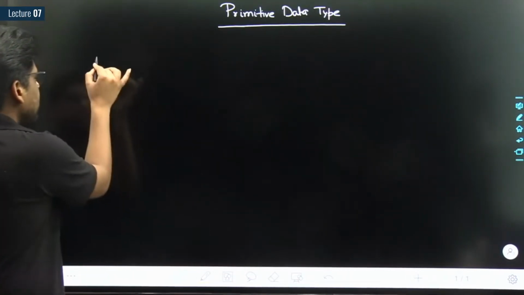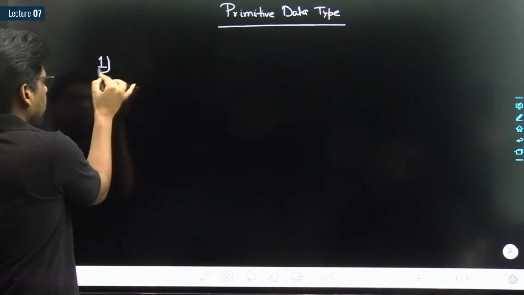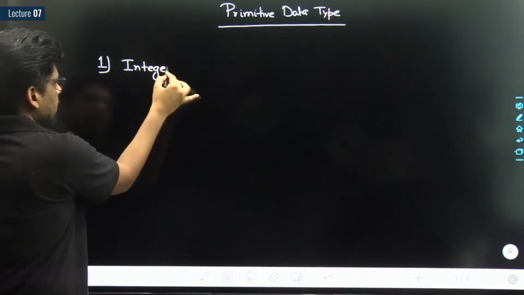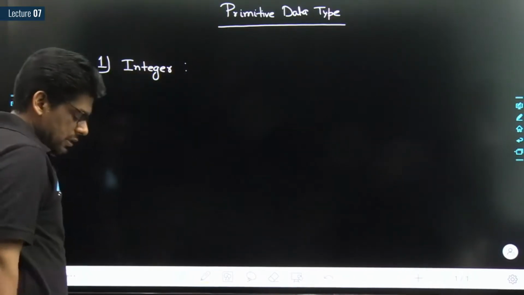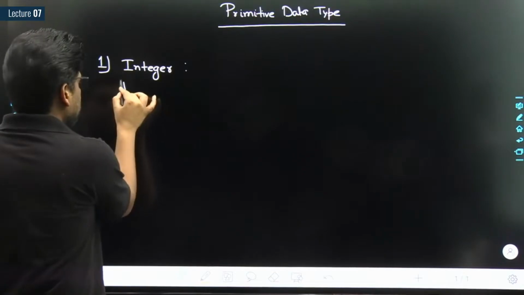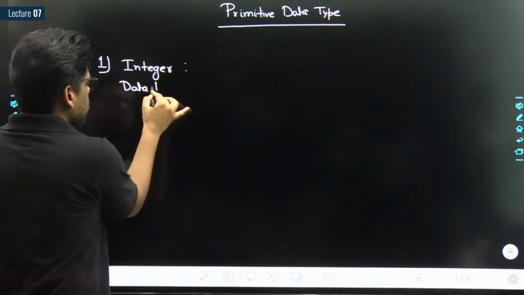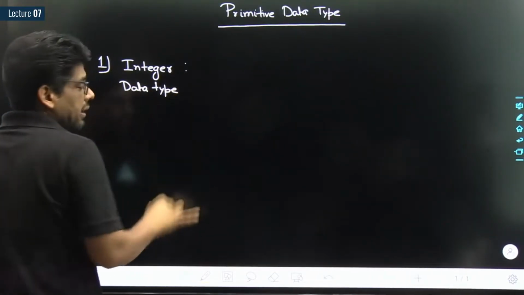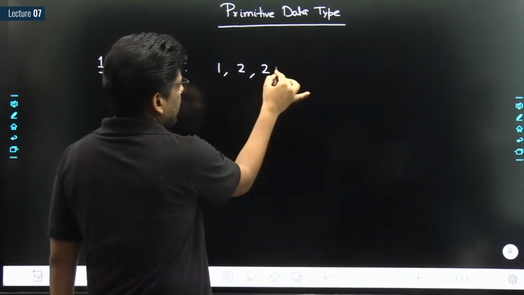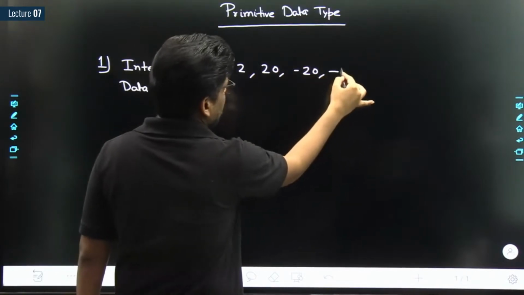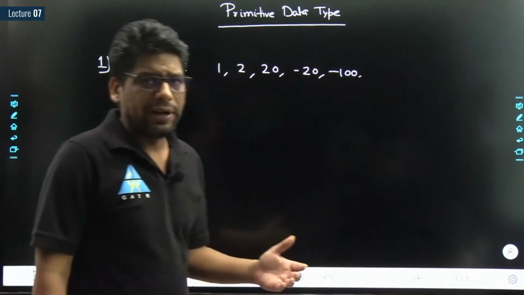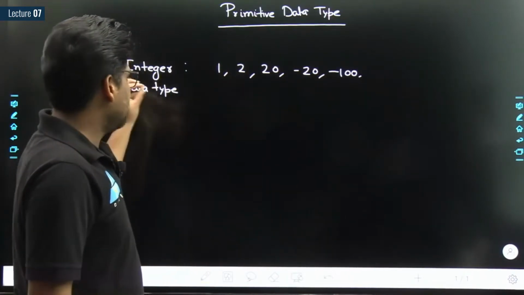Sir, in this category, we have integer. Integer data type. That means what type of data we can store? Numbers. Numbers without a decimal point, like 1, 2, 20, -20, -100 and so on. So that is integer data type.